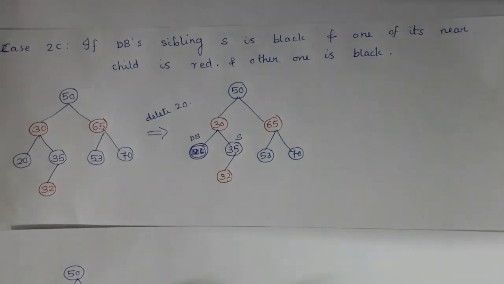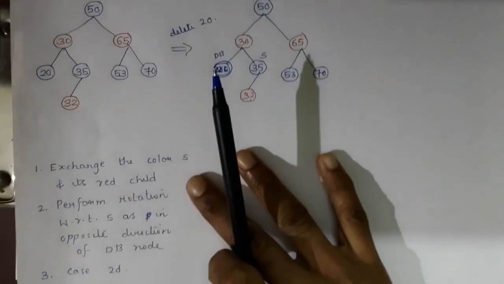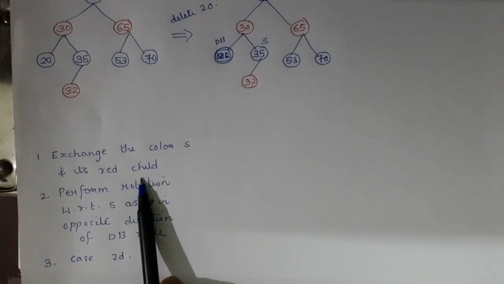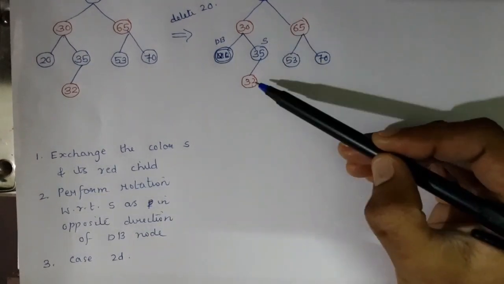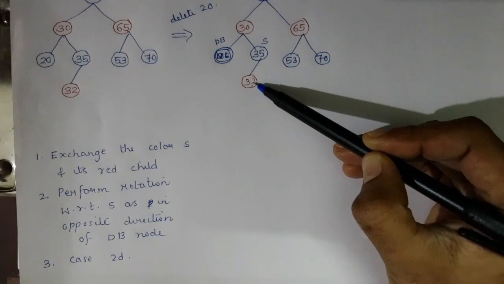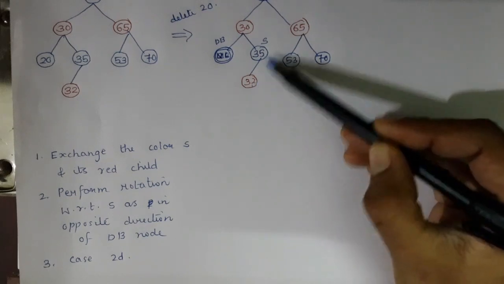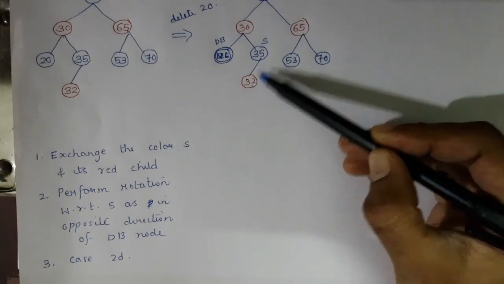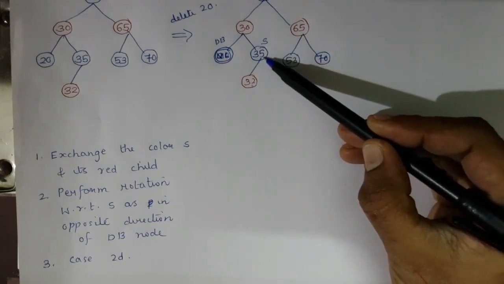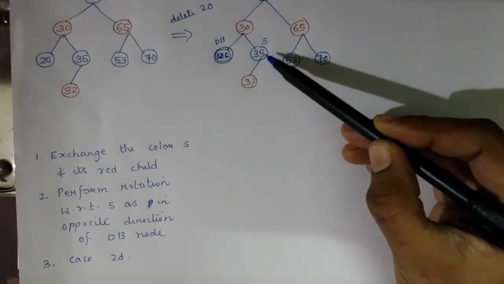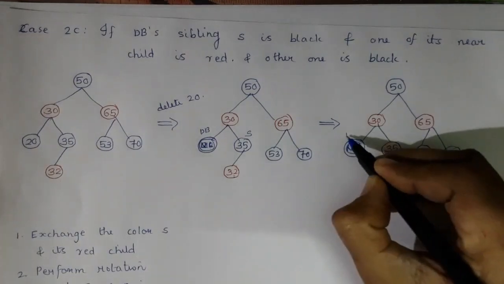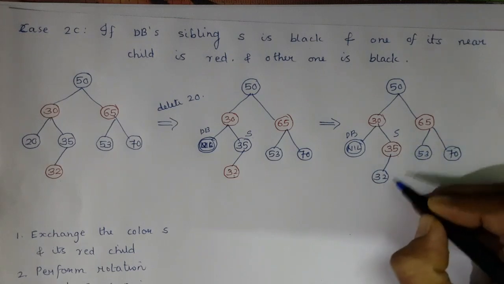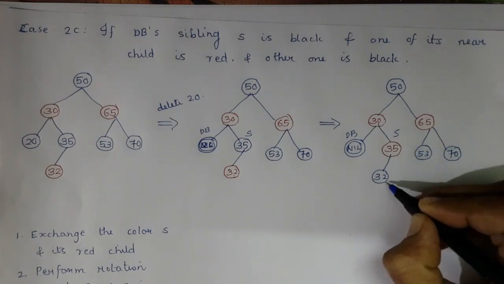So in this case what we have done is exchange the color of S and its red child. So this is the S node and this one is its red child. So we exchange these two colors. So after recoloring, red child becomes black and S node becomes red. Here the S node becomes red and its red child becomes black and it is a left child.